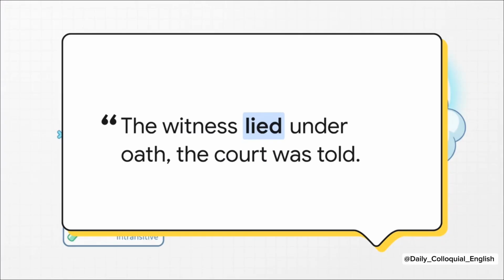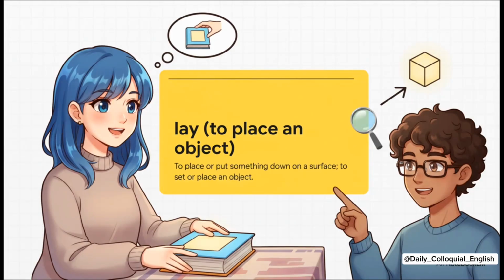And here's a perfect example. You see it in the news all the time. The witness lied yesterday. Simple, past tense. He has lied before. See, nice and predictable. No curveballs here. Okay, on to verb number two, lay. Now, this verb is all about action. It's about placing something, putting an object down on a surface. You're doing something to something else.